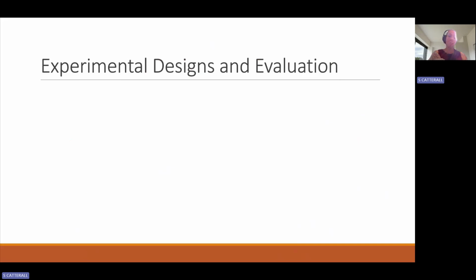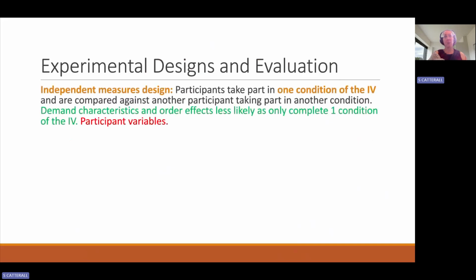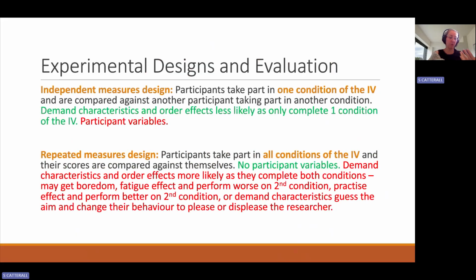And then designs, this is the one that people get mixed up. For this question, people always put lab, field, quasi, which is obviously an experimental method. So for a design, you just have two options, independent measures, repeated measures. For repeated measures, participants do all the conditions. So for example, with the one that we did a while ago, lyrics, no lyrics, they do both of them. And then they get compared against themselves. So they score on both of those to see if there's been any change.